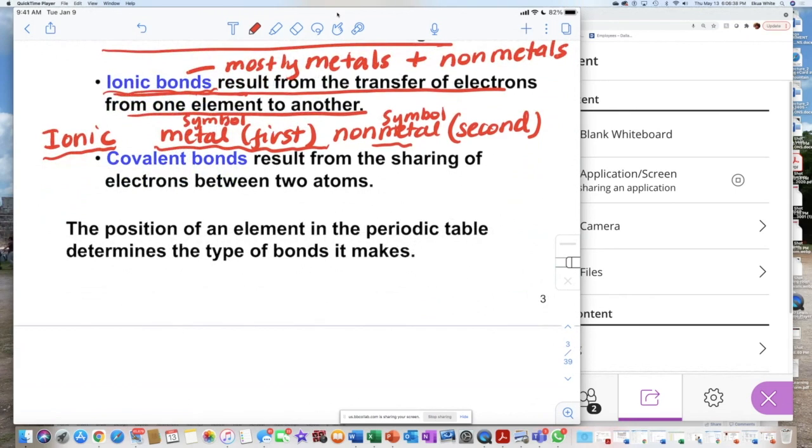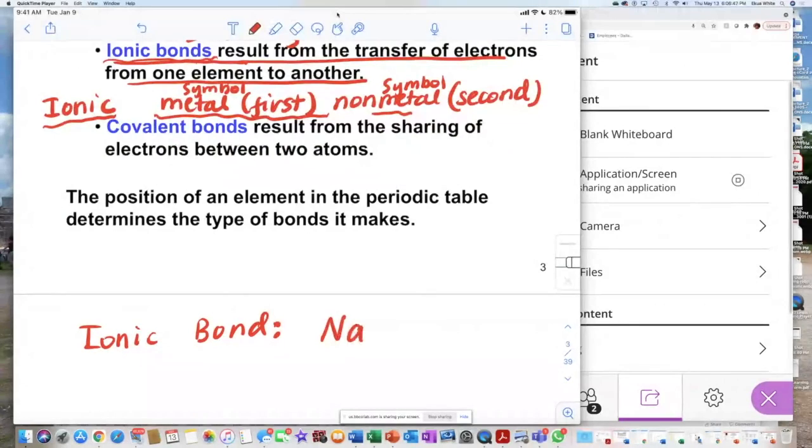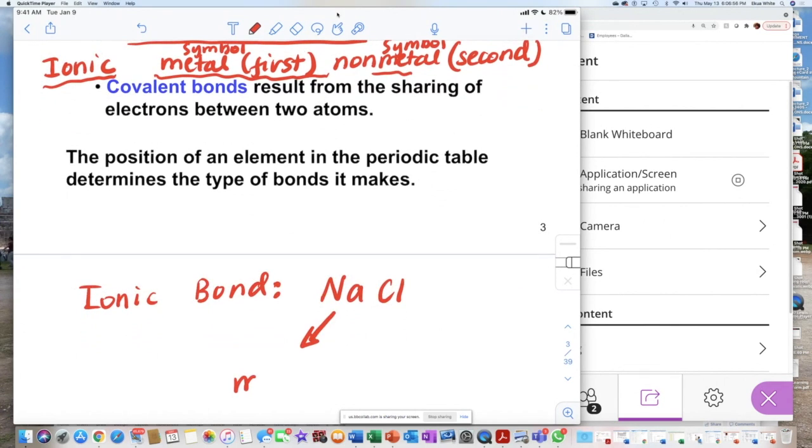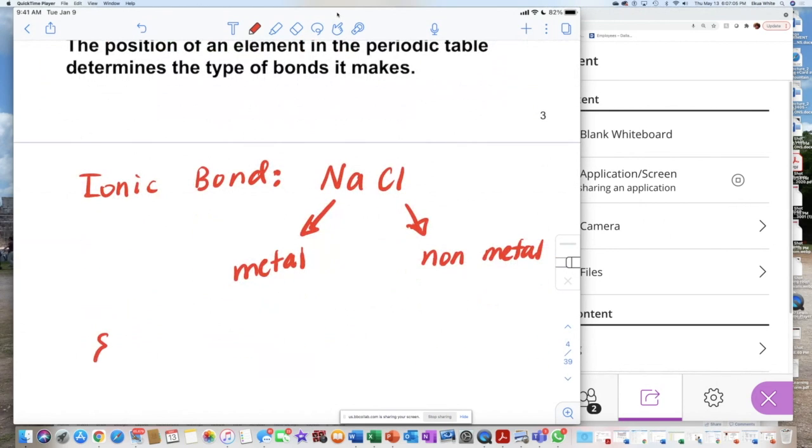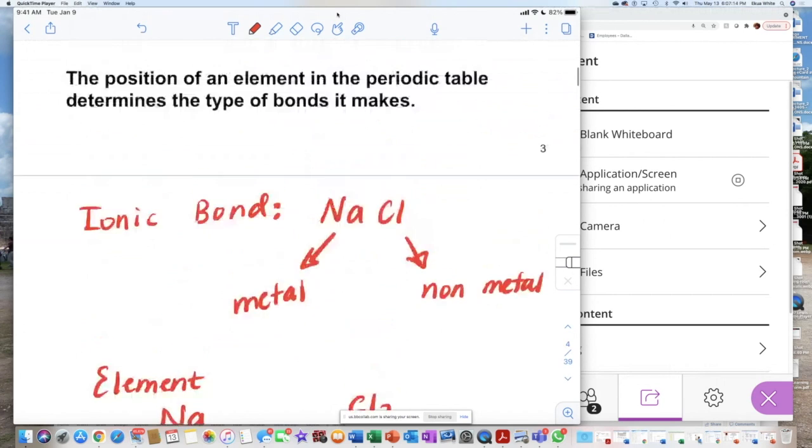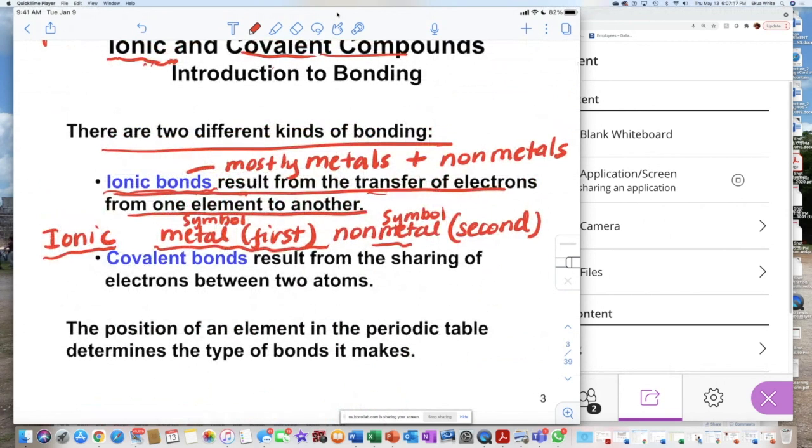So metals, nonmetals. Let me give you guys an example. For my ionic bond, I will use the common one. This is my go-to from when I was in school: sodium chloride. In sodium chloride, we're seeing a transfer of electrons cause a bond to happen. Sodium is our metal, and chlorine is our nonmetal. So how do these come together? First of all, as elements, we have sodium metal and chlorine gas. We're told there's a transfer of electrons from one to the other.